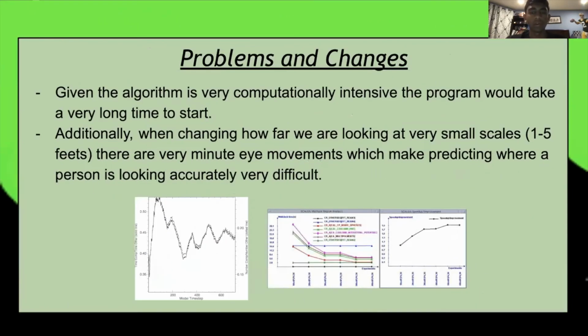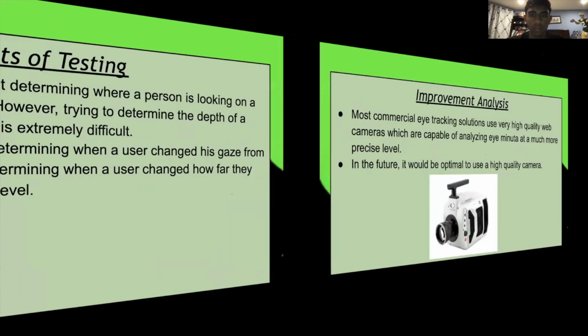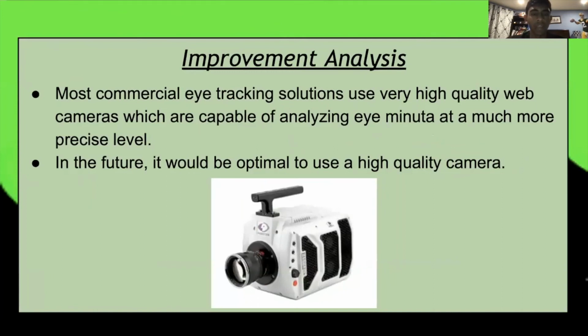One of the problems I faced was that this algorithm is relatively computationally intensive, and so programs would take a long time to start to optimize it to ensure that it was working properly. And then during testing, I basically concluded that with the setup that I had, determining where a user is looking on a more macro scale is relatively easy, whether you're looking left or right, but determining how close or far the depth of a person's gaze on a micro scale is pretty difficult. So this was one of the results I concluded. So in the future, I would try and use higher quality web cameras to track eye movements.